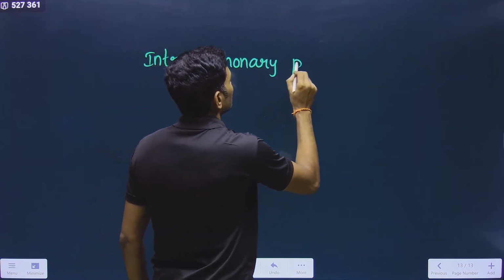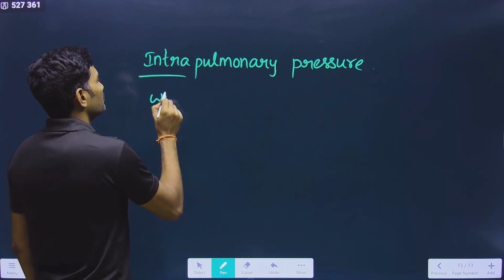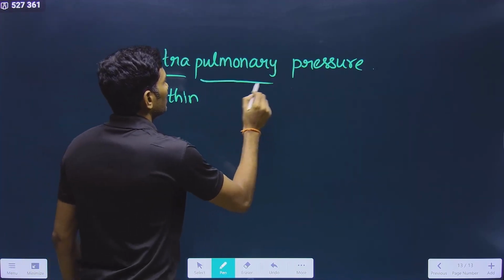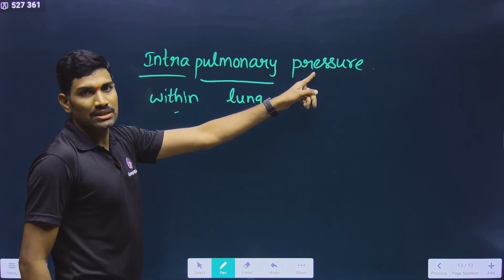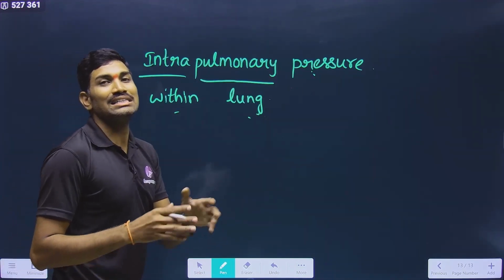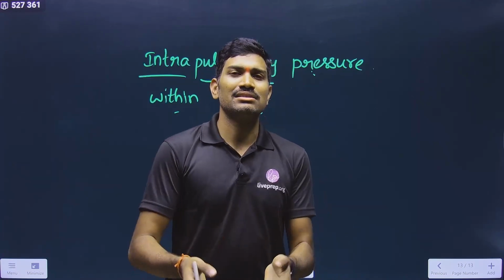Intrapulmonary pressure. So, pressure within the lung. Intra is within, pulmonary is the lung pressure. So the pressure within the lung is called intrapulmonary pressure, or intra-alveolar pressure, or simply, alveolar pressure.